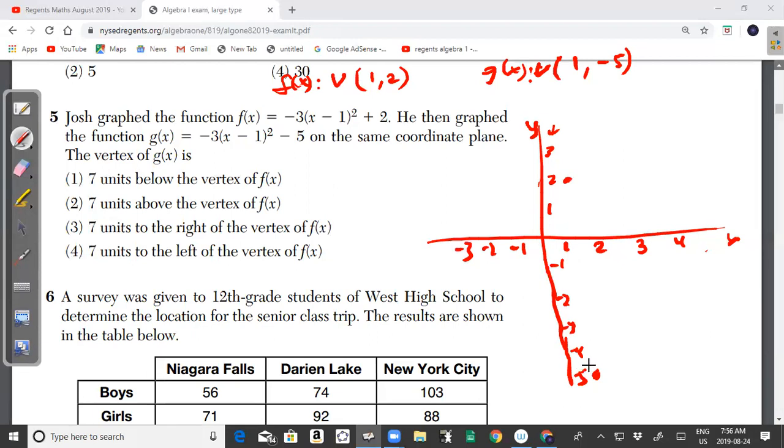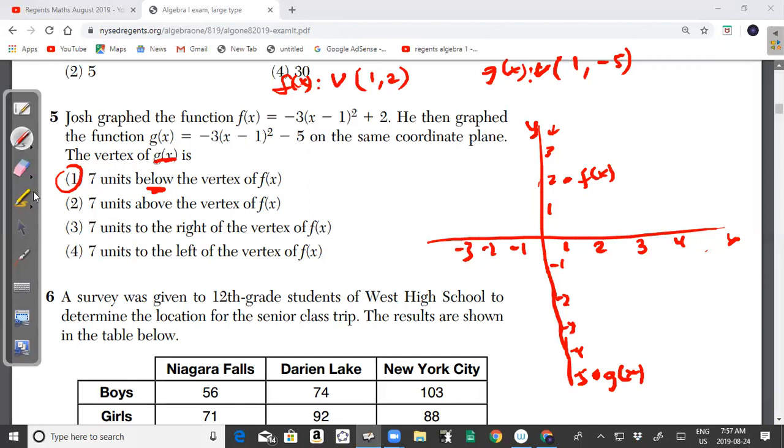Looking at your answer choices here, you can see that the answer for question 5 is actually choice 1, which is 7 units below f of x. So remember, this was the vertex for g of x, and this was the vertex for f of x. As you can see, the vertex of g of x is actually 1, 2, 3, 4, 5, 6, 7 units below the vertex of f of x. All right, so g of x is 7 units below the vertex of f of x, and that's why choice 1 is the answer for question number 5.